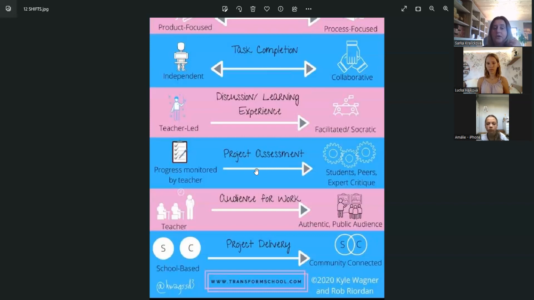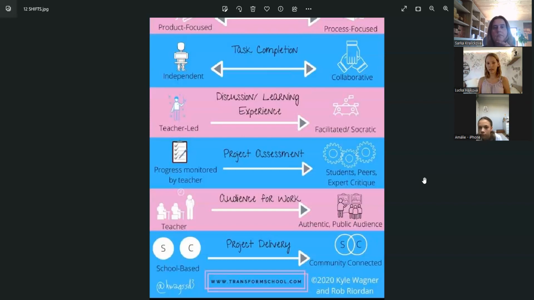Okay. Project assessment. So the progress was monitored by the teacher, and now we are trying actually that students and peers and experts will give you the feedback or the critique that you can actually evaluate your project assessment, and it doesn't have to be monitored only by teacher. So what do you think? How would you do it with the cards?